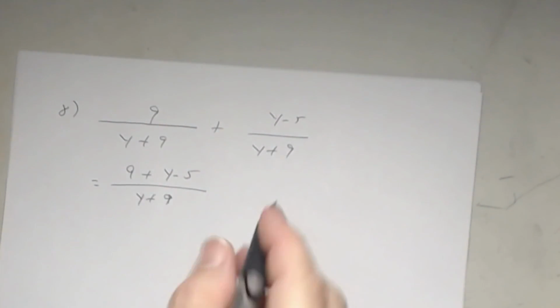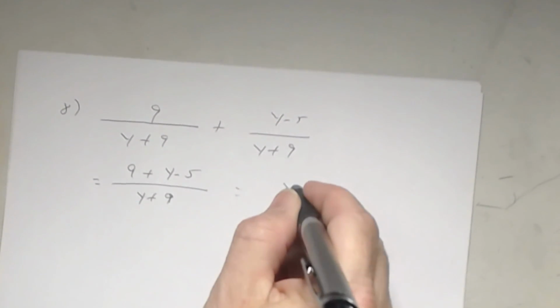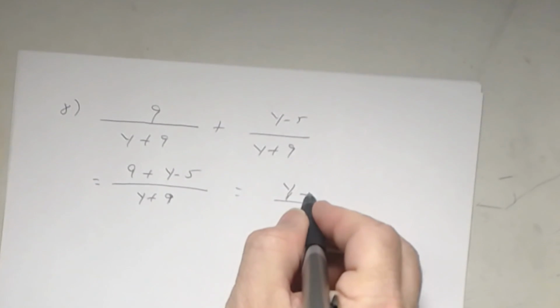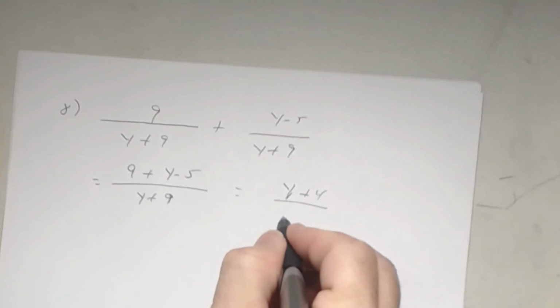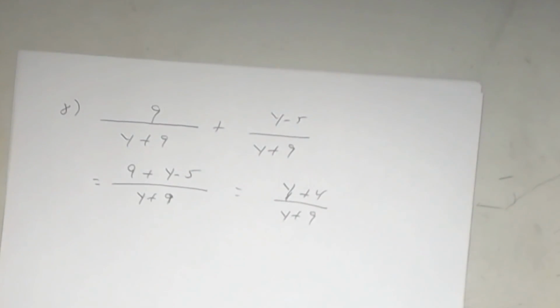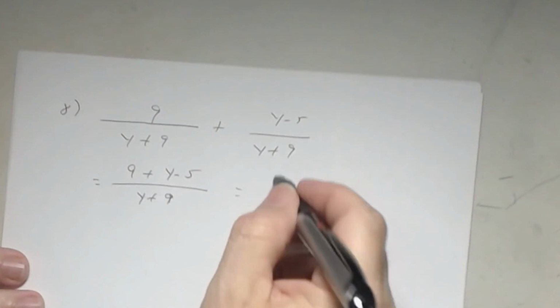Now combine like terms. What is that numerator? y plus 4, because you're adding 9 to a negative 5, over y plus 9. Okay? Now the next step is to factor. Can I factor anything? No. The next step after you factor, in this case you can't, but anyway, you still ask yourself, can I reduce anything? No. So that's your answer: y plus 4 divided by y plus 9.